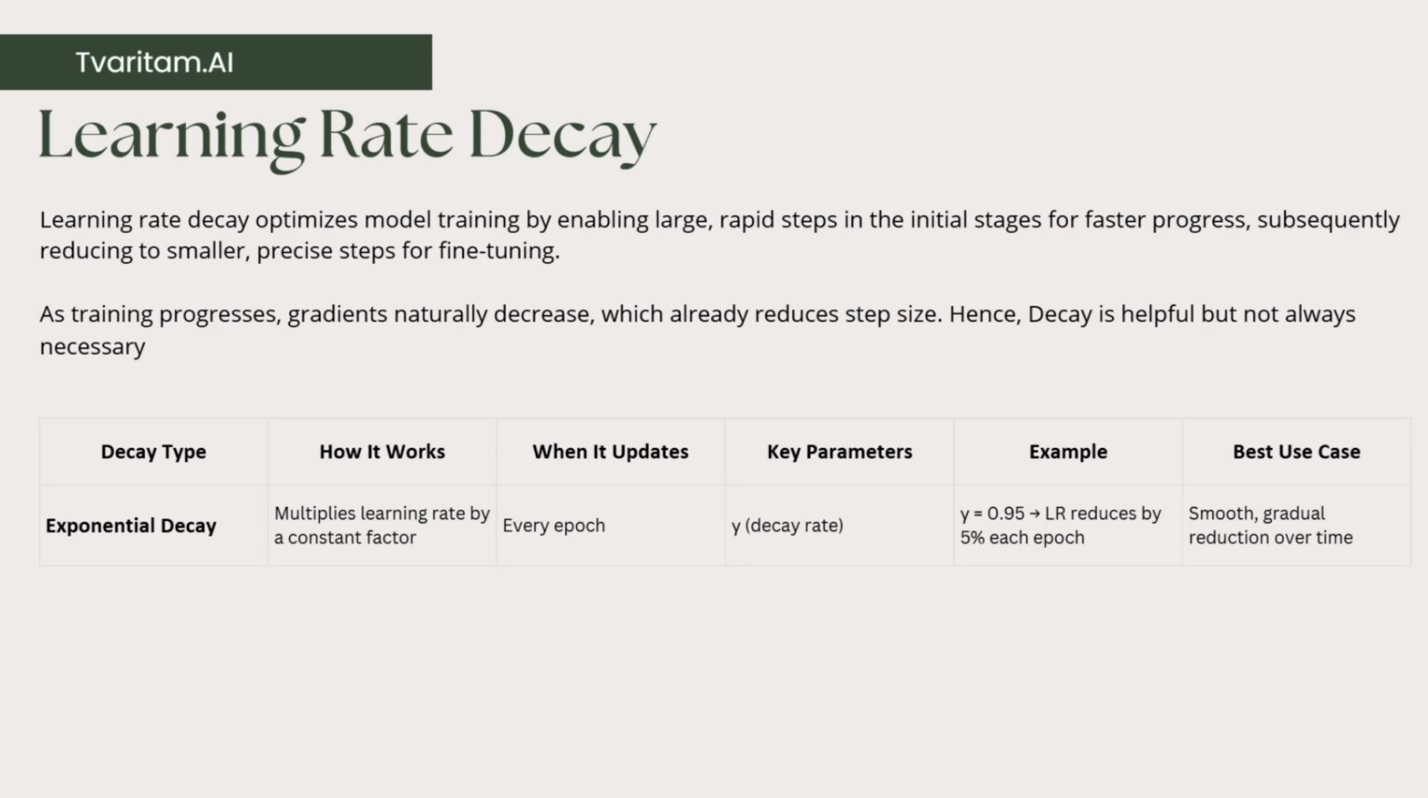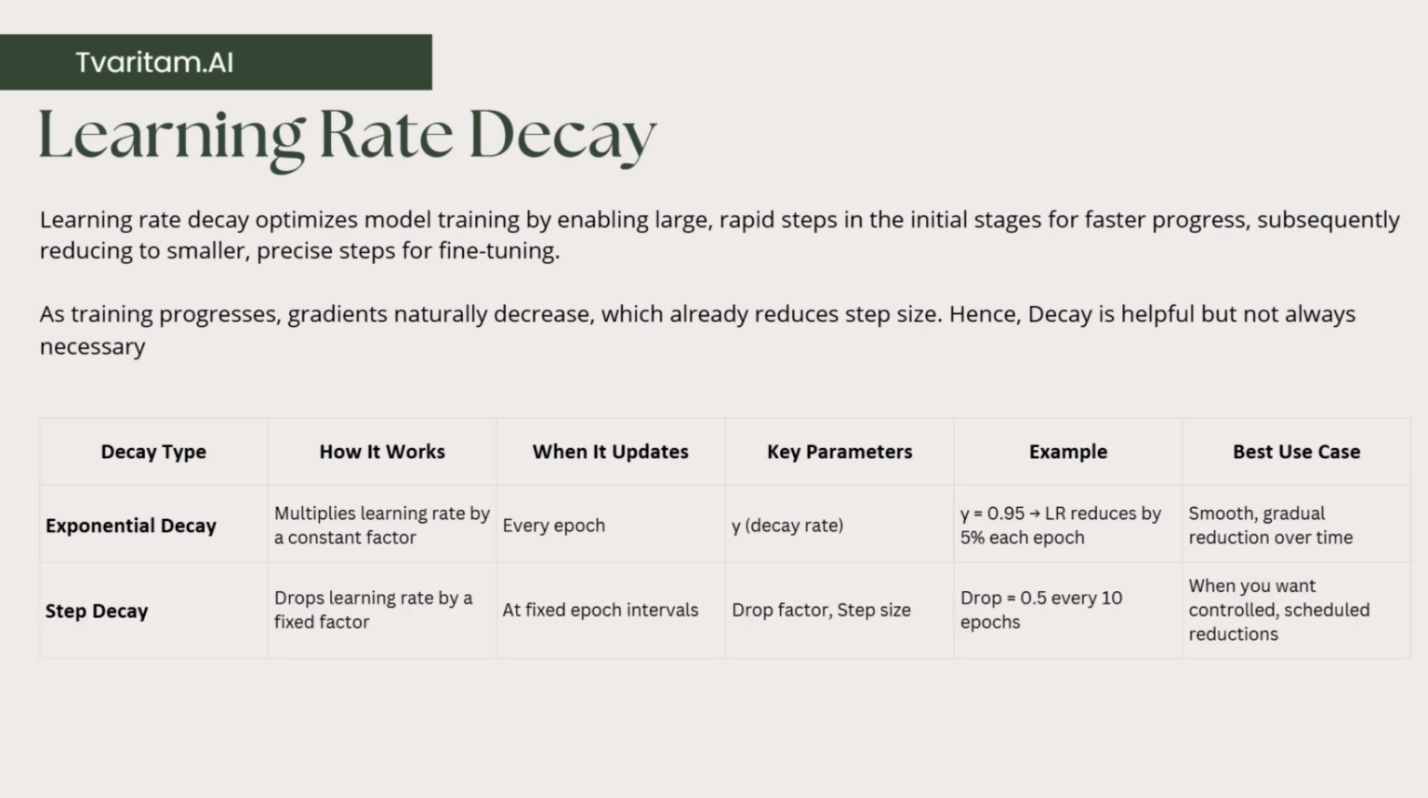First is the exponential decay. Here the learning rate decreases by a constant factor every epoch. Example, if gamma equals 0.95, the learning rate reduces by 5% each epoch. So learning rate of 0.1 becomes 0.095 after one epoch. This results in smooth and gradual reduction.